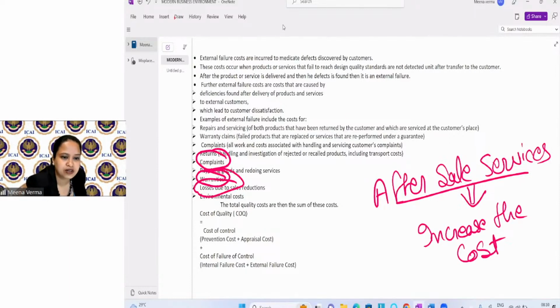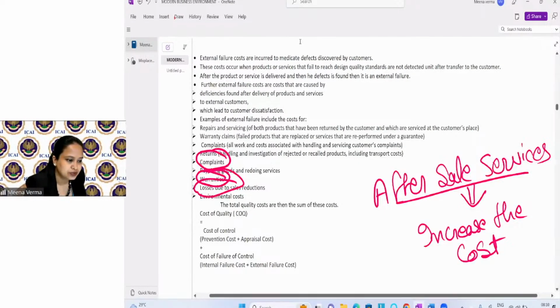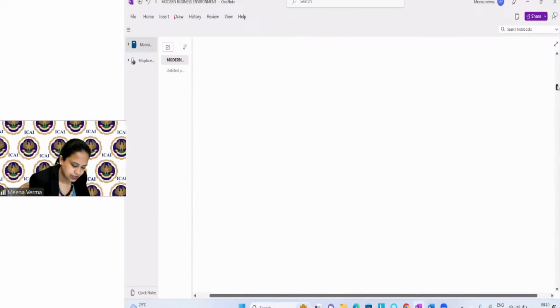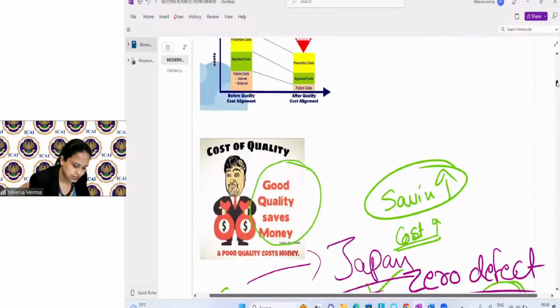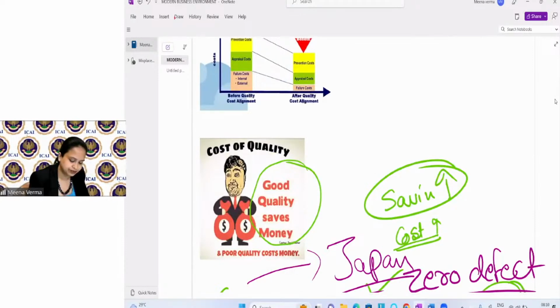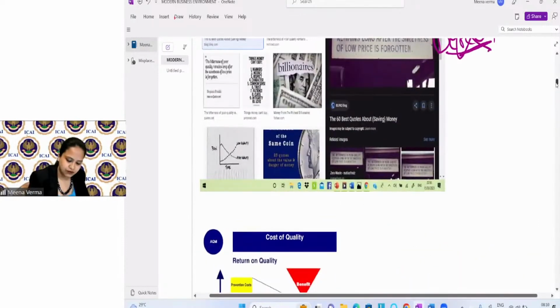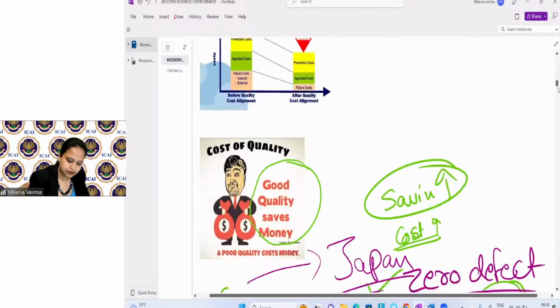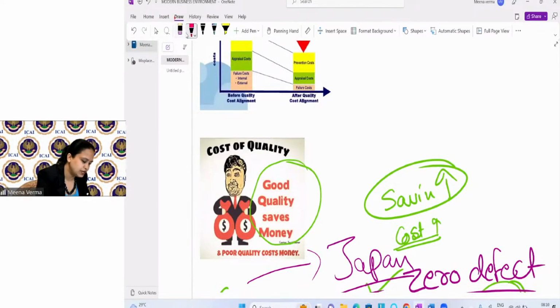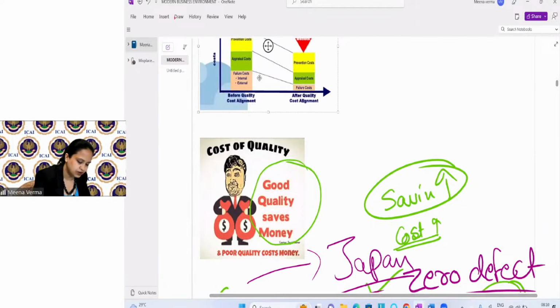Shall we take a break now? Okay, just before that, let me revise it again. Before that, we have learned these points. We have learned 4 points: prevention cost, appraisal cost, internal failure cost, and external failure cost, right?